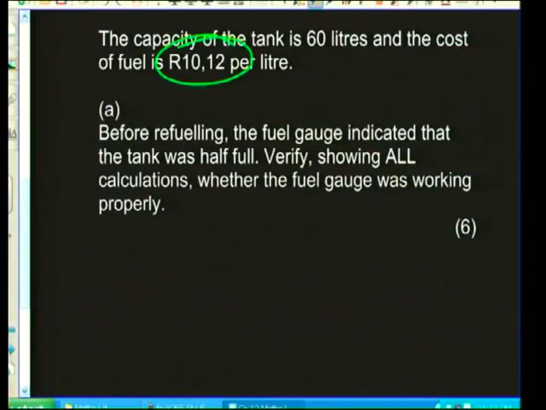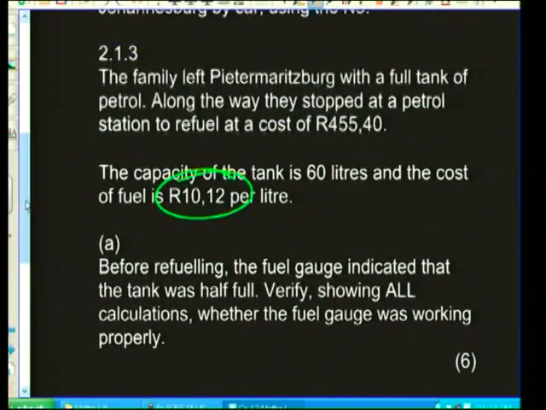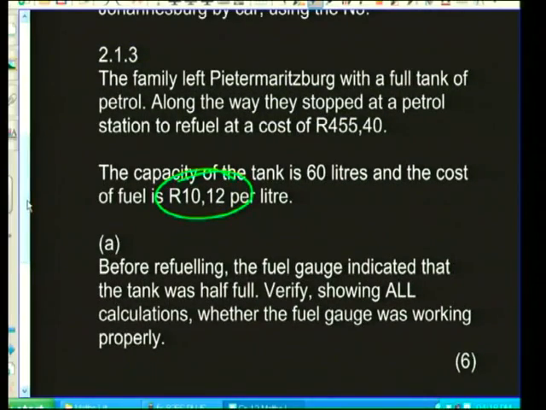Before refueling, the fuel gauge indicated that the tank was half full. Verify, showing all calculations, whether the fuel gauge was working properly. Okay, so here we go. Firstly, what does the word verify mean? Verify means prove that, okay? Prove that the gauge was working.